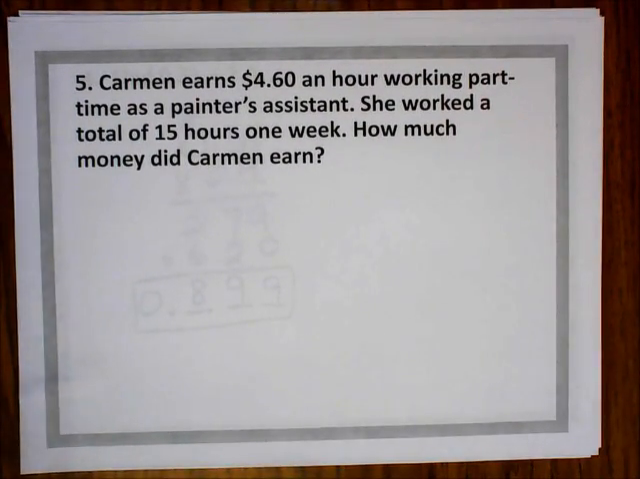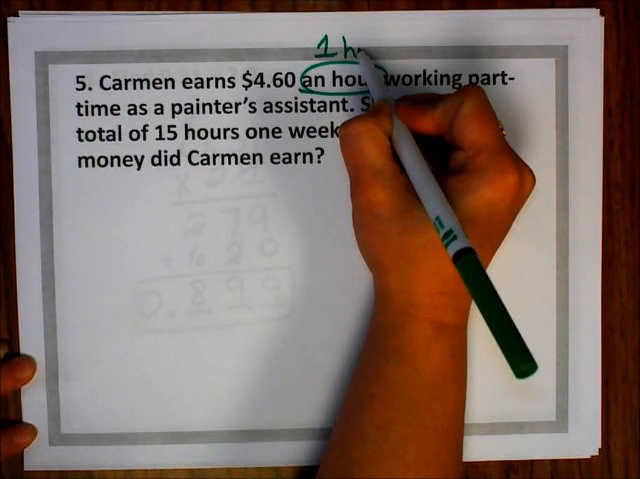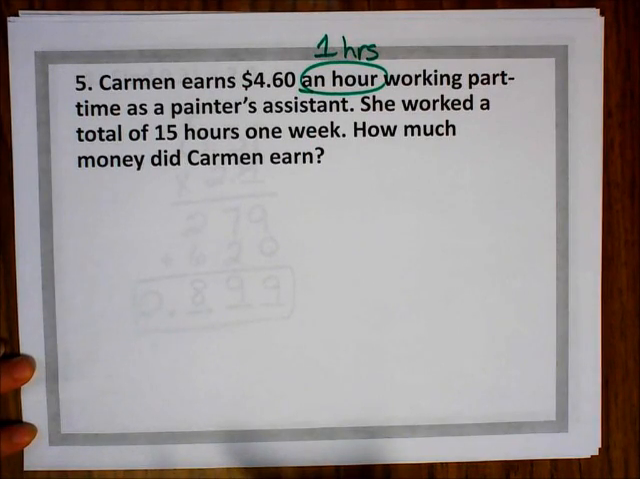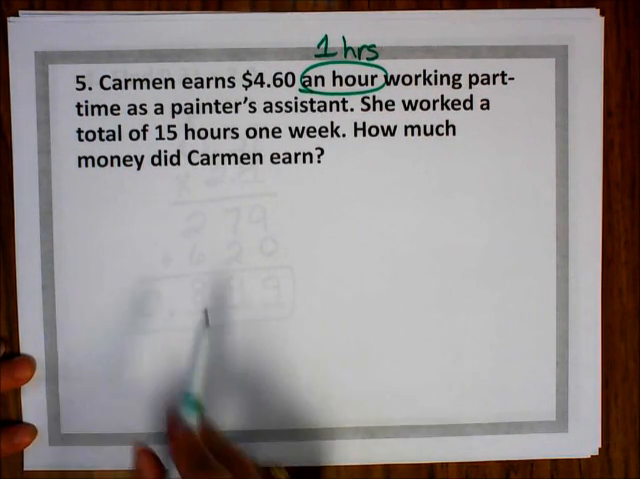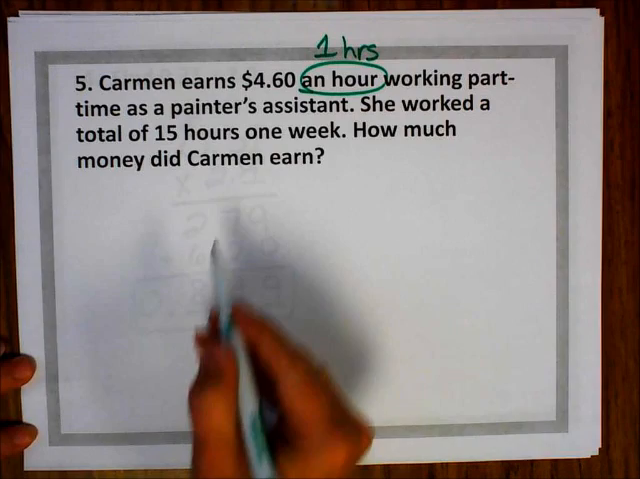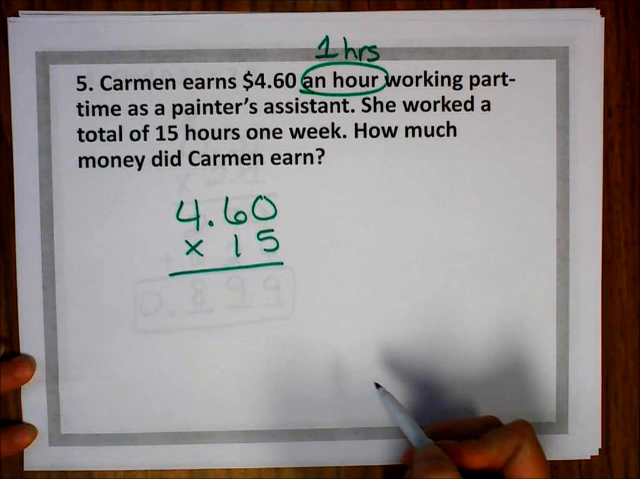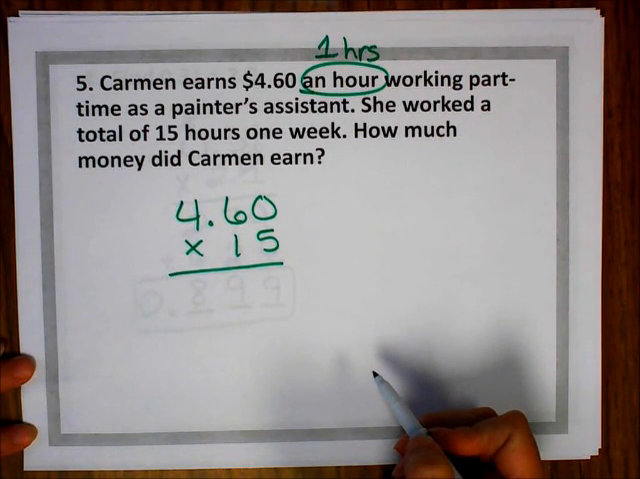Number 5. Cameron earns $4.60 an hour working part-time as a painter's assistant. She worked a total of 15 hours 1 week. How much did Carmen earn? Here's one thing I want you to notice. When it talks about an hour, that means 1 hour. So if she makes $4.60 for 1 hour, to find out how much money she's going to make in 15 hours, what math problem do I need to solve? That's right, $4.60 times 15 hours.